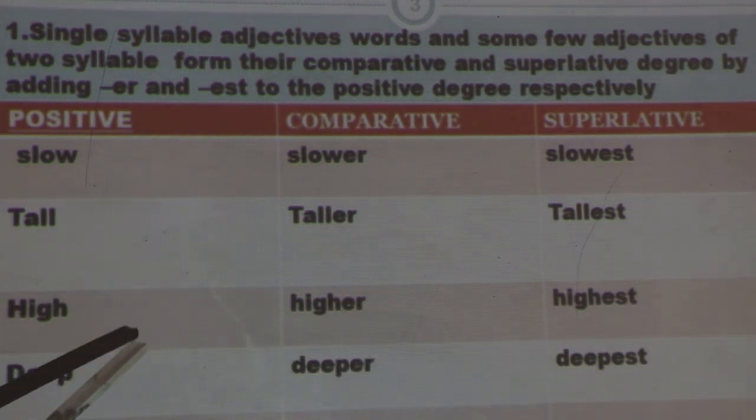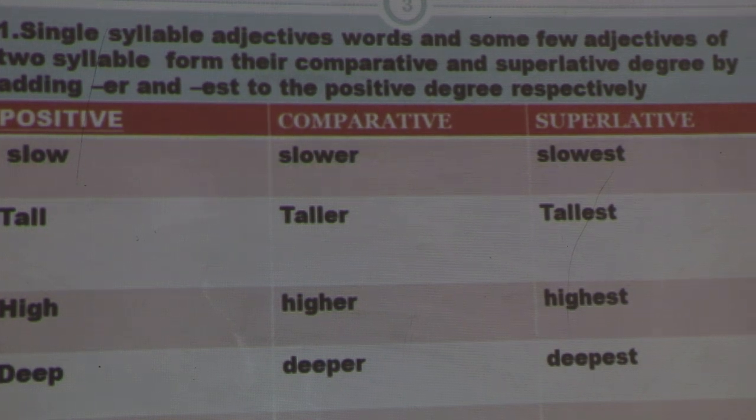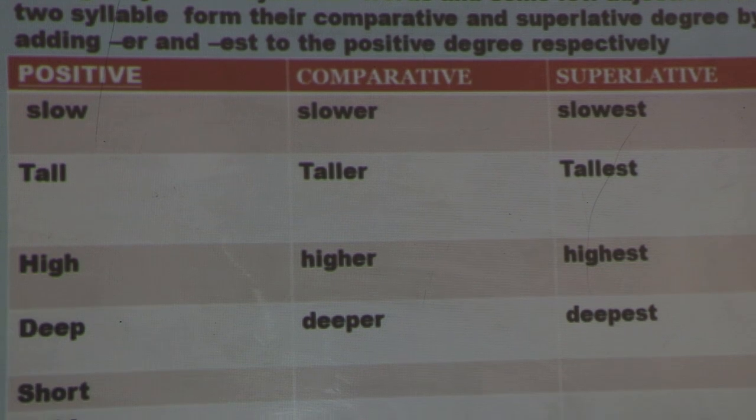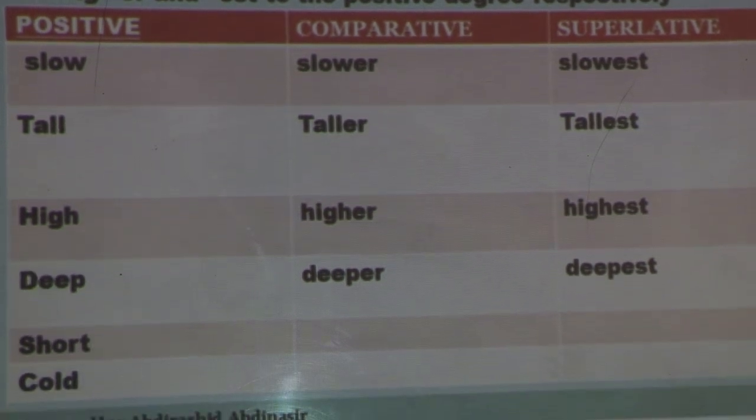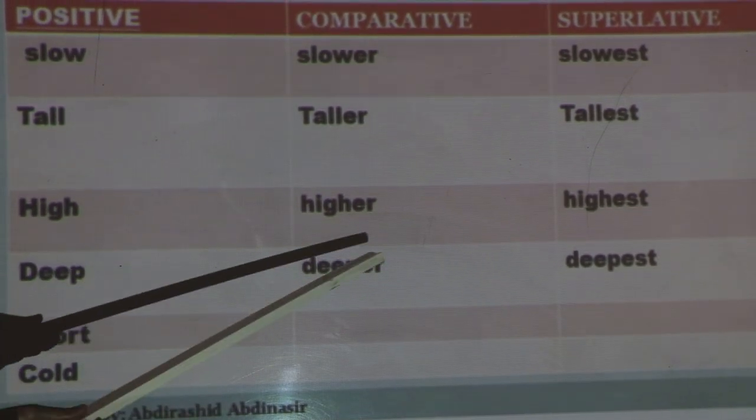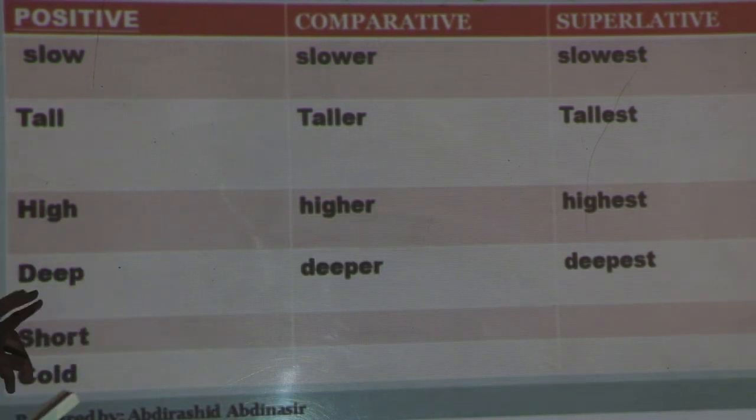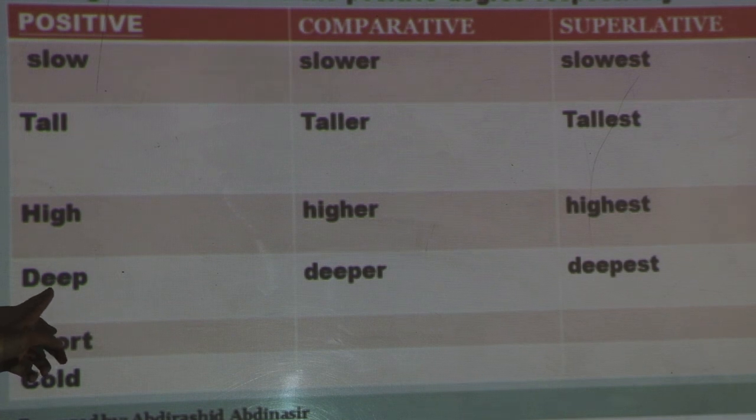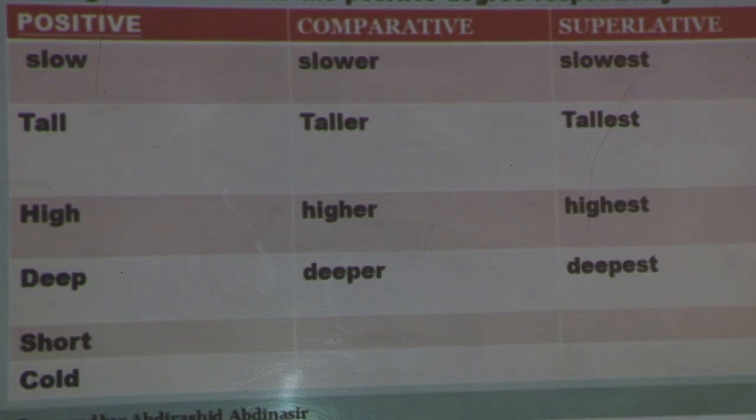Deep is the same as this one, but these two E's, if they follow each other, are pronounced as E, not A. So that means it's one vowel sound there. It's going to be deep, deeper, deepest. So don't say there are two vowel sounds there. There are two vowel letters there, but it has one vowel sound, which is E.